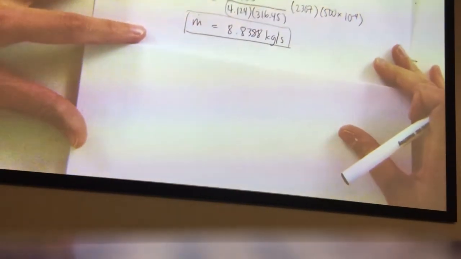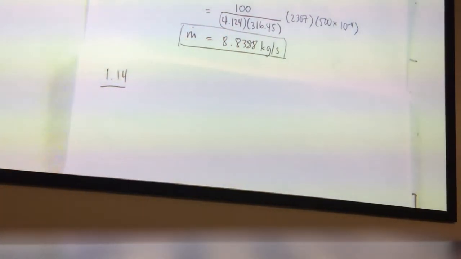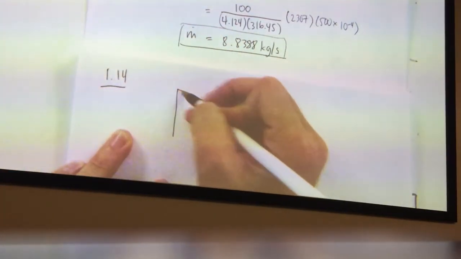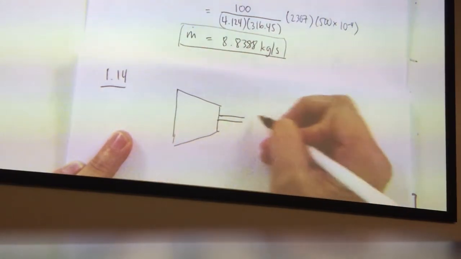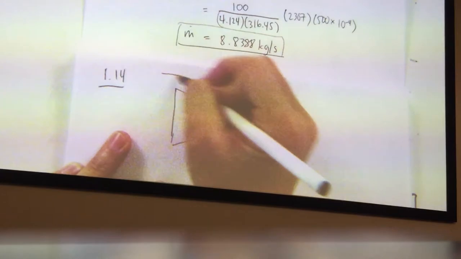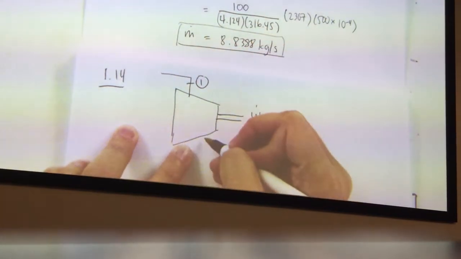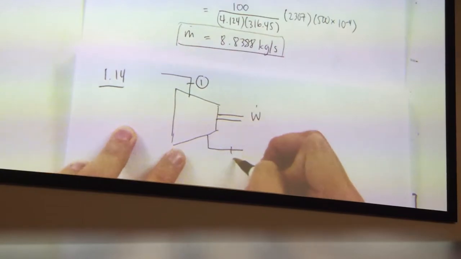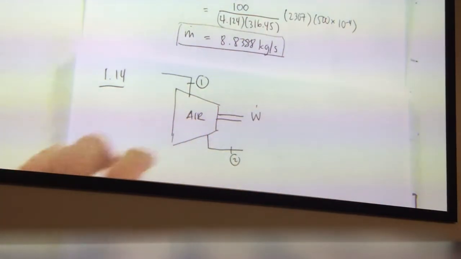Now, this problem is 1.14. It's a turbine. Turbines make some kind of work. We have an inlet, which we call one, and an outlet, which we call two. This is going to work on air, so it's an air turbine.